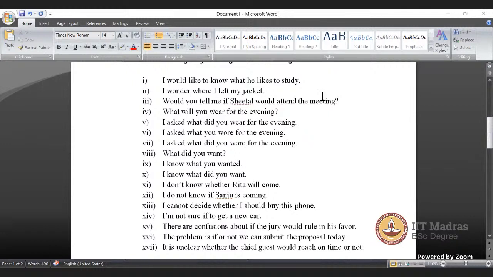Why is it ungrammatical? What do you think is ungrammatical here? It is grammatical. What do you want? What do you want is present tense. What did you want is referring to something that has happened in the past. Maybe the person asked something in the past, so then obviously the question is what did you want. Right. So the sentence is grammatical.